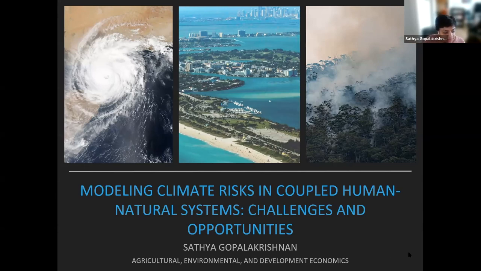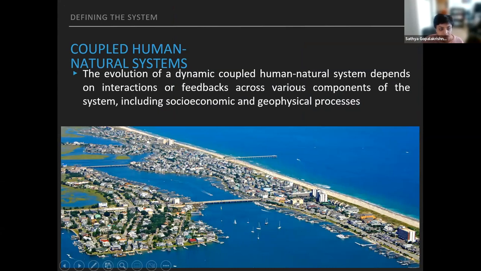So the next slide. What we mean by coupled human and natural systems are these systems that evolve simultaneously and that depend critically on the interactions or feedbacks across geophysical, socioeconomic, and political processes. So to what extent can we understand these processes that are happening simultaneously? And you have processes in the geophysical sphere. I have here an image of a coastal town, where you have geophysical processes that are climate-induced, so sea level rise.